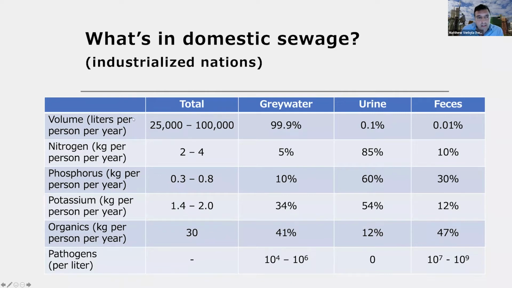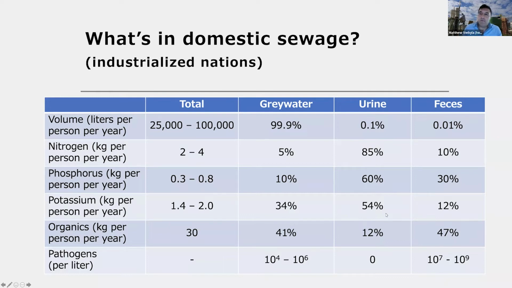In industrialized nations, typically the volume of wastewater, domestic sewage produced, is about 25,000 to 100,000 liters per person per year. Most of that is gray water, with a very small percentage being urine, and an even smaller percentage being feces. Nitrogen, on the other hand, is 85% present in the urine. 60% of all phosphorus is present in the urine, and 54% of all potassium. So urine comprises a very small volume of the wastewater, but it has a very large percentage of the mass of all the nutrients that you would find in wastewater.